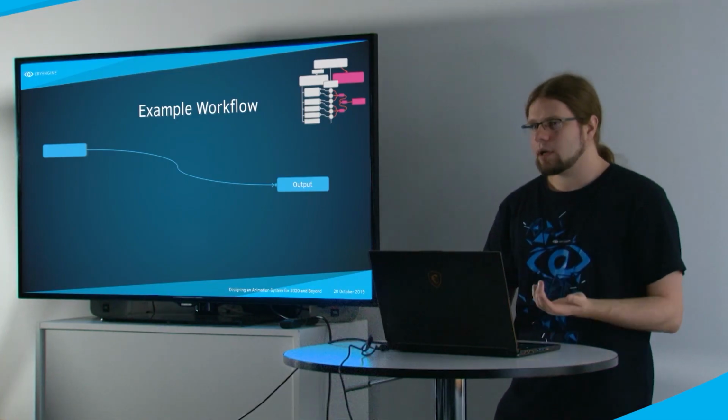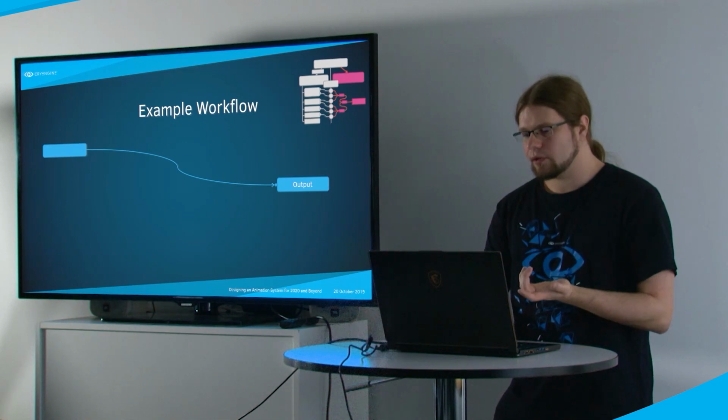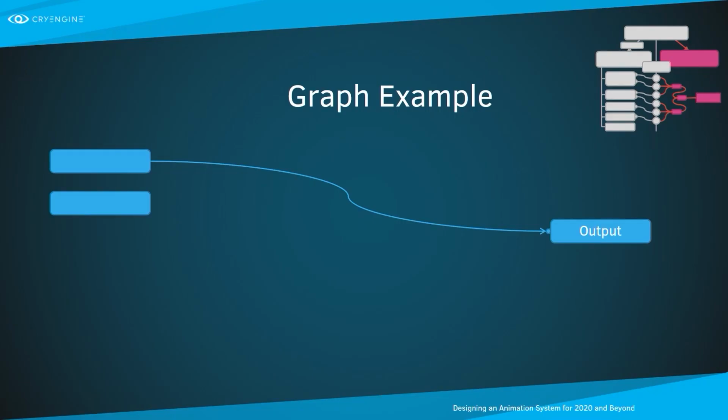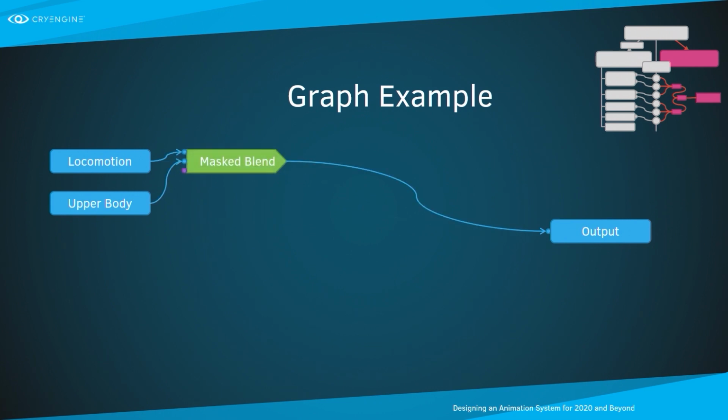Let's say we want to introduce some upper body actions to it. So in this case, we're introducing a new input to the graph, which is essentially like a scope. Then we name them to be able to bind them to different resources. And we introduced a mask blend node to be able to blend the upper body part from a different source than the lower body part.